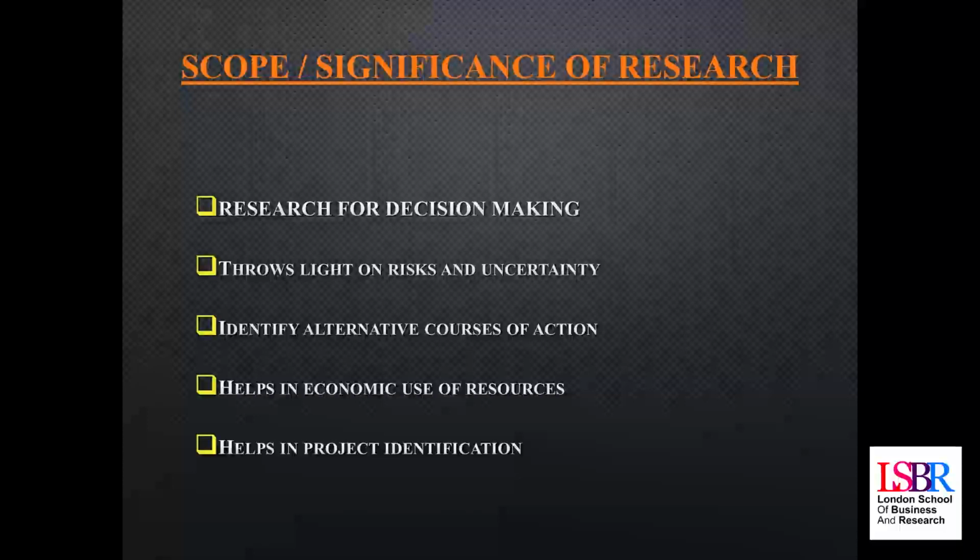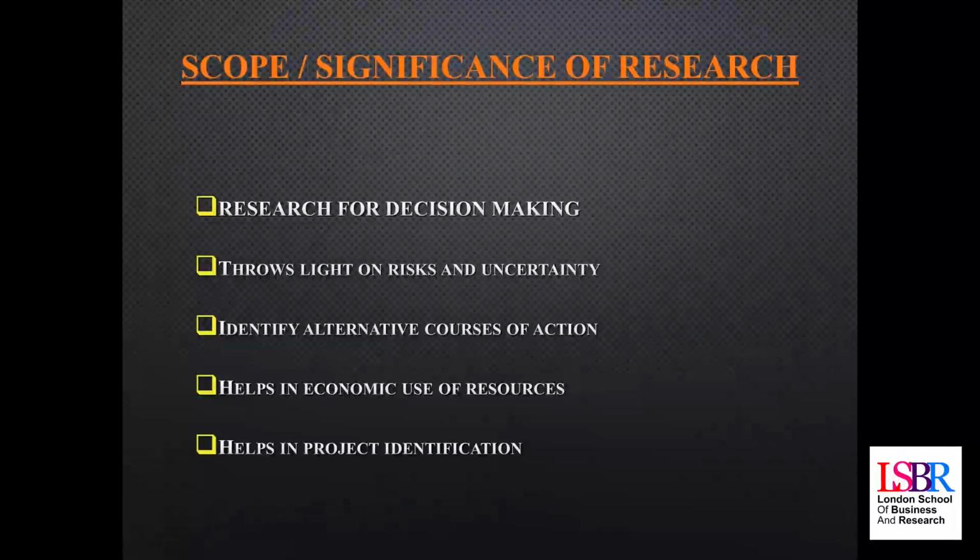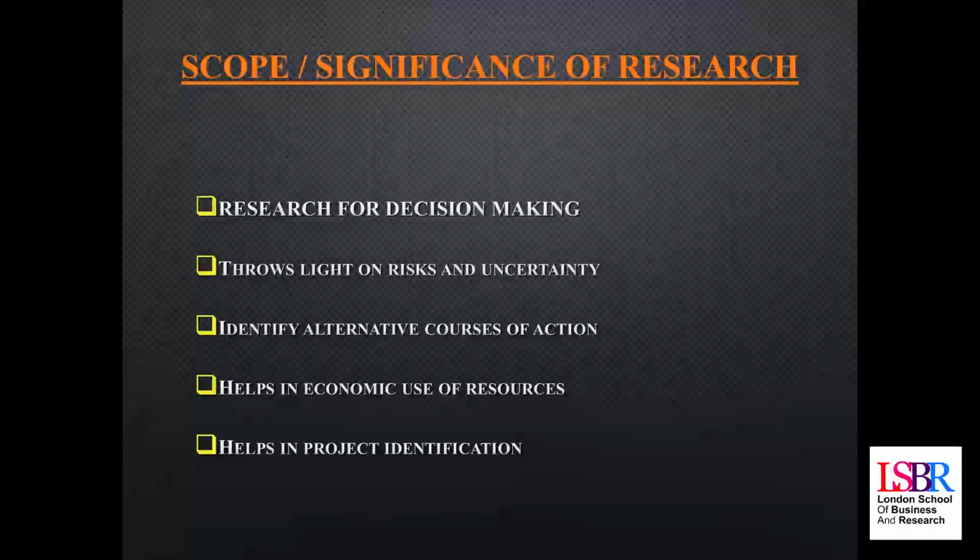And finally, it helps in project identification. So again, by carrying out research, we can then perhaps say, okay, this project is better for us to pursue because it allows us to gain better understanding of something, allows us to achieve a better result, it allows us to make more money, so on and so forth, whatever the case may be. Okay, so there's lots of different ways in which the scope and the significance of research impacts on what we're doing.